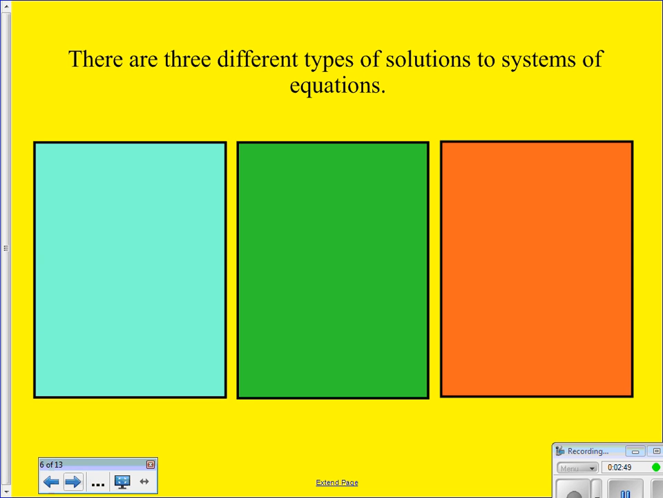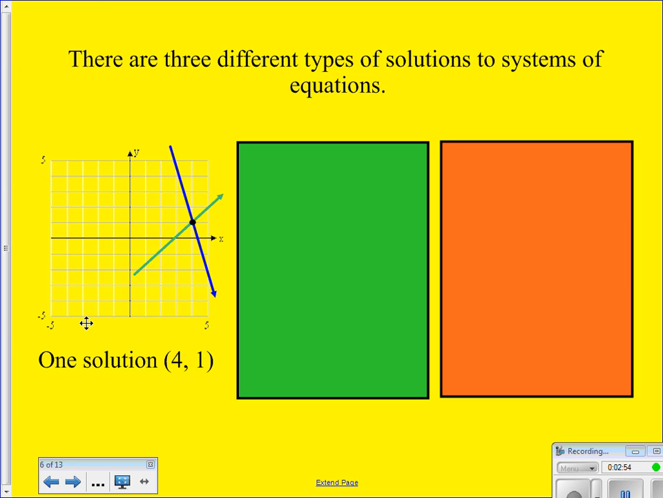So there are 3 types of solutions that we can get when we're graphing systems of equations. First one, pretty straightforward. That's one solution. Okay, they're crossing one time. And for example, on the graph given, that solution is 4, 1. So if at any point you need to pause the video to write it down, feel free.